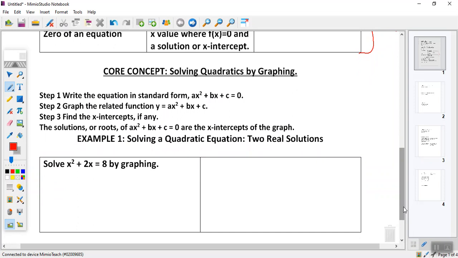Solving quadratics by graphing. Step 1. Won't you read that one for me? I've got it. Write the equation in standard form, ax squared plus bx plus c. We want this to equal what value, kids? 0. Okay. It says step 2. Graph the related function, y equals ax squared plus bx plus c. And step 3. Find what? X-intercepts. Okay, the solutions or roots of ax squared plus bx plus c equals 0 are the x-intercepts of the graph. So let's just look at this right here, kids.